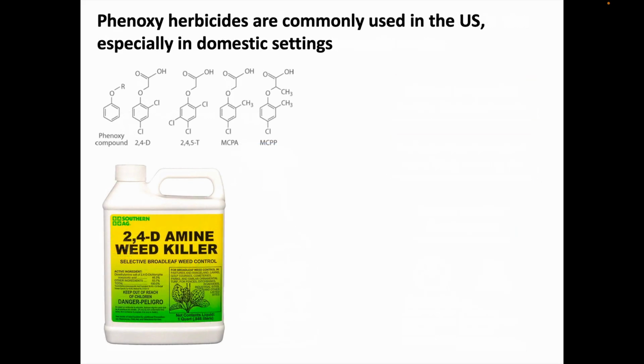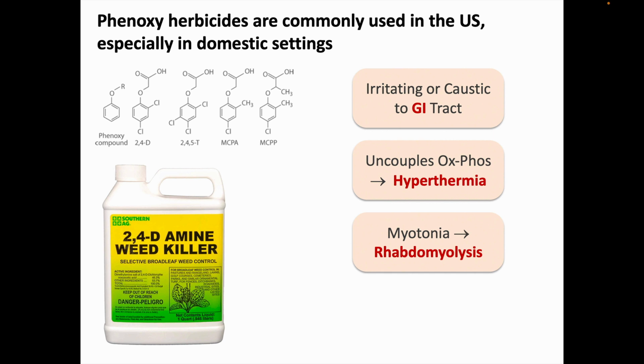Phenoxy herbicides are also commonly used in the US, especially in domestic settings where they're number one. Here's an example of perhaps the most common phenoxy herbicide, called 2,4-dichlorophenoxy acetic acid, or 2,4-D. There's a particular toxidrome caused by 2,4-D, comprised of irritation or caustic effect on the exposed GI tract. It can cause an elevated body temperature, hyperthermia, believed to be due to uncoupling of oxidative phosphorylation, and it has neuromuscular toxicity, causing myotonia and potentially resulting in rhabdomyolysis, an elevated serum creatine kinase from skeletal muscle breakdown.